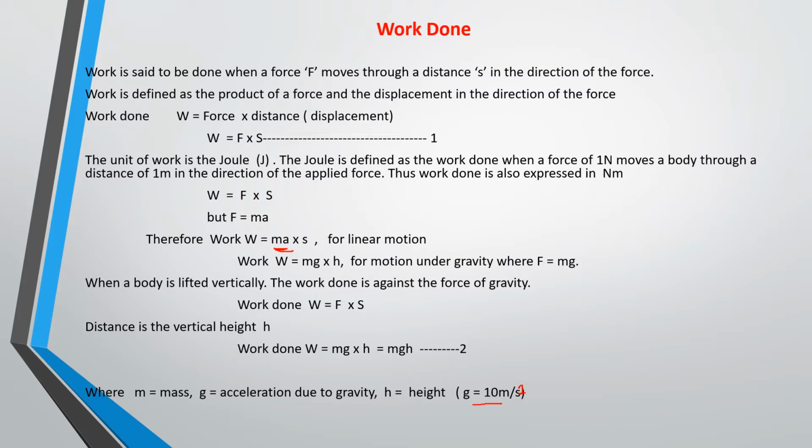So we want to take note of that and also take note of the formula for work. Work is done when a force moves through a distance. And for an object that is under gravitational force, work done is equal to mgh. Force can also be replaced by ma, knowing that force is equal to mass times acceleration. So basically, this is the introduction to work.